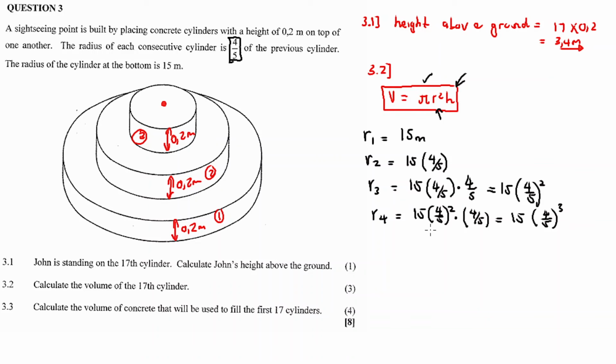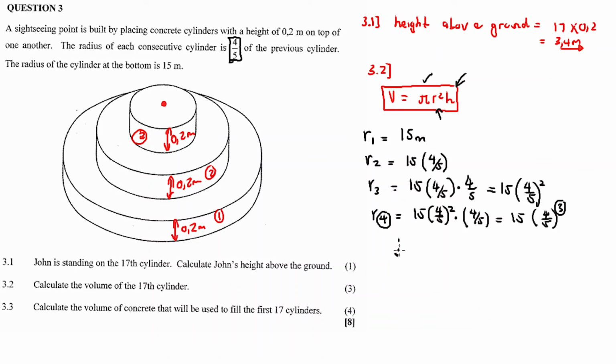But I'm not sure about a pattern for every radius, right? For example, radius number 4, the exponent, we subtract it by 1. We are subtracting it by 1, and then we put 4 over 5 in brackets and raise it to this exponent and multiply by 15.